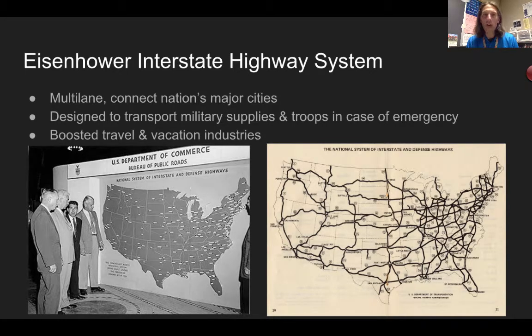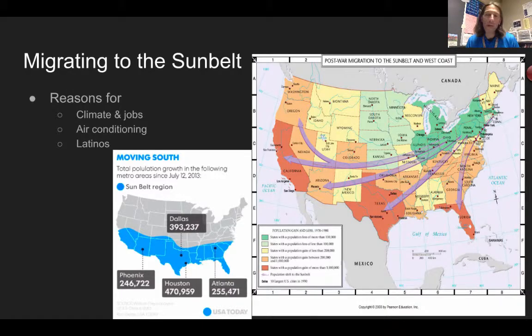And the interstate highway system, it was a defense system initially to be able to get people in and out of big cities, to be able to get things across the country quickly, and it's going to really boost all kinds of travel and vacation industries because now it's much easier, quicker I should say, for people to be able to travel across the country and go and see some of these sites that maybe they hadn't really thought of seeing before.